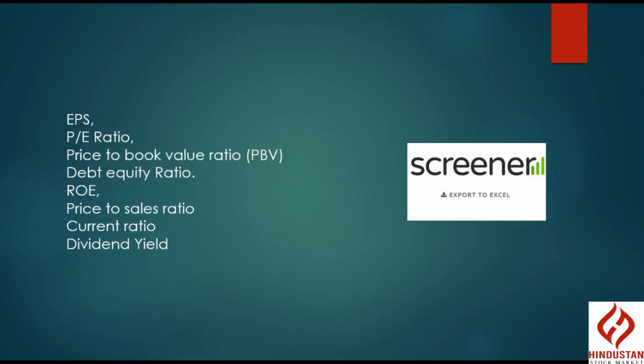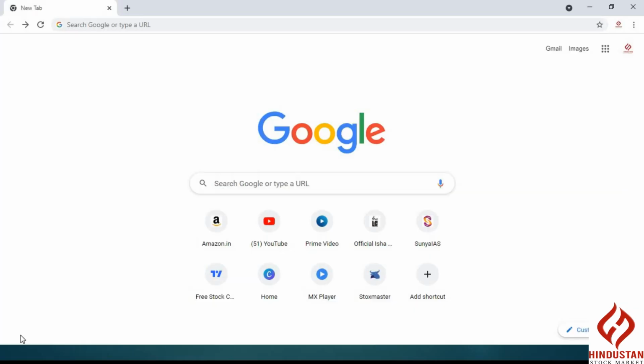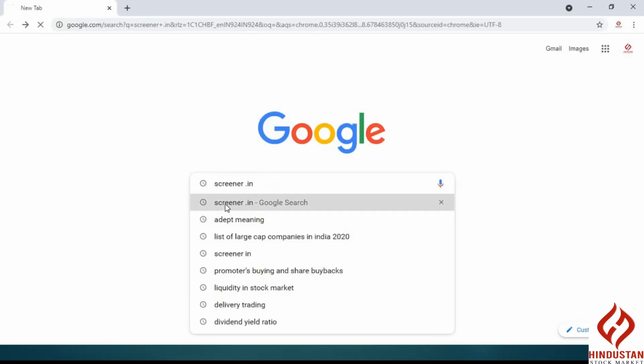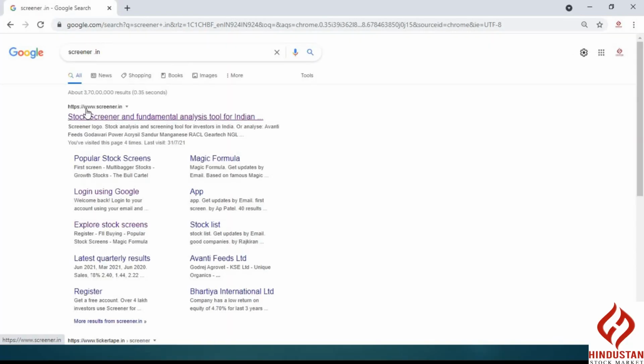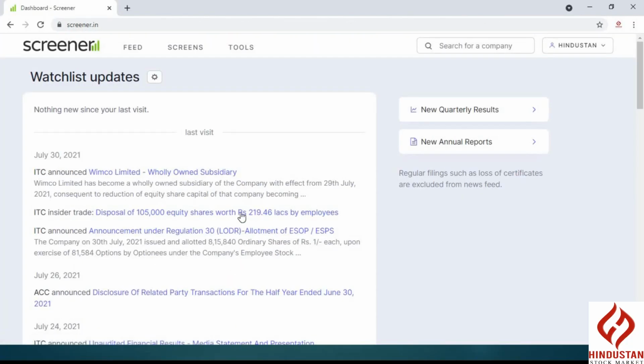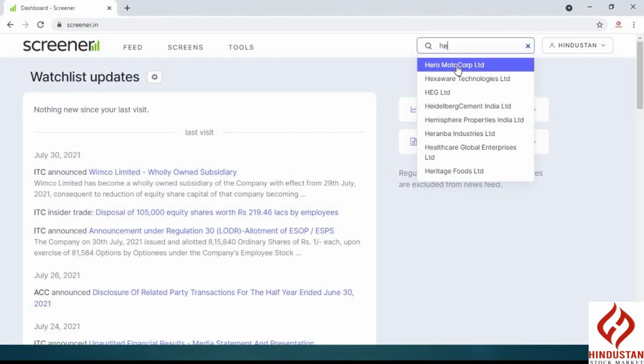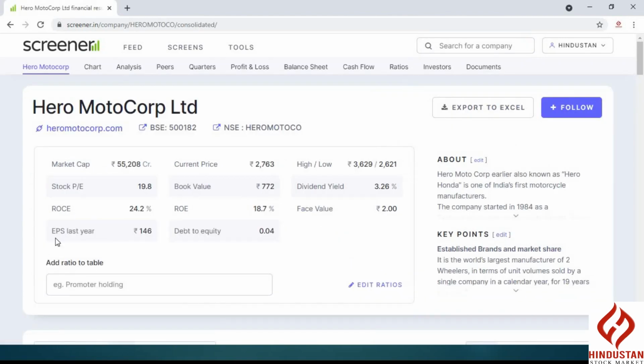Okay, let's get into the screener.in website. Let me type screener.in. If you click on the first result, you will get a page like this. Here you can search for a company. So let us search for Hero Moto company. Okay, so you will get complete information about this company.